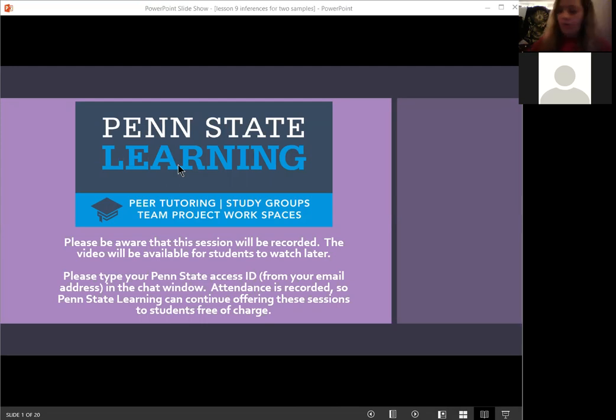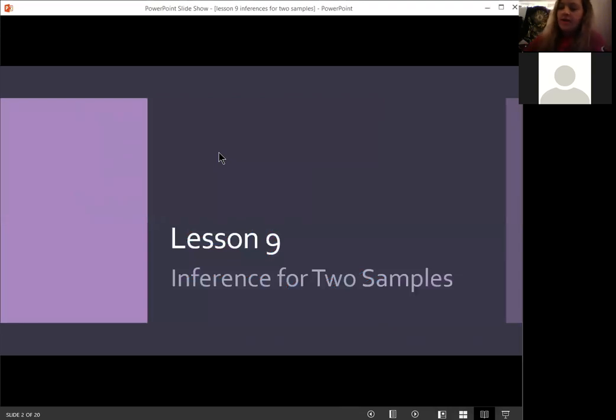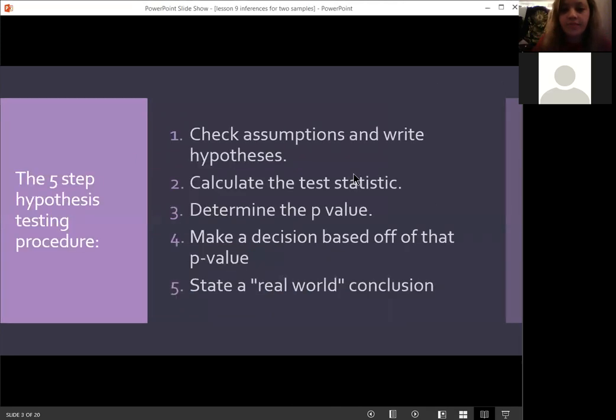And we are going to talk about lesson 9. So we're going to expand upon our inferences, and we're going to talk about 2 samples. This is literally just going off of the basis of inferences for 1 sample, except we're basically going to have either 2 proportions or 2 means here.